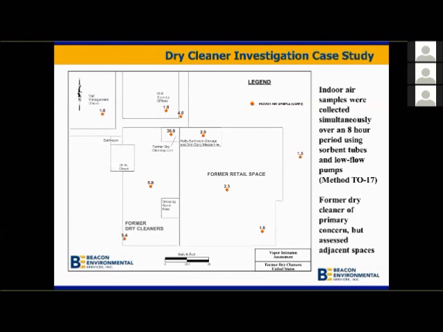Samples were collected over an 8-hour period in the breathing zone at approximately 1.5 meters above the floor using sorbent tubes and low-flow pumps following method TO17. The results found an exceedance in the former dry cleaner space near where the dry cleaning machine was previously located, as the first round of sampling had also indicated. But all other measurements were below the exceedance level of 8 micrograms per cubic meter.